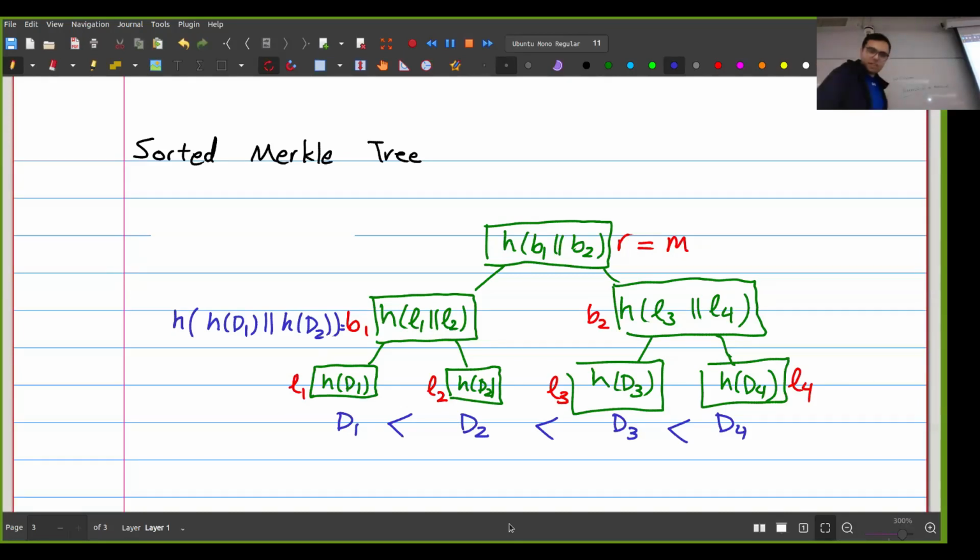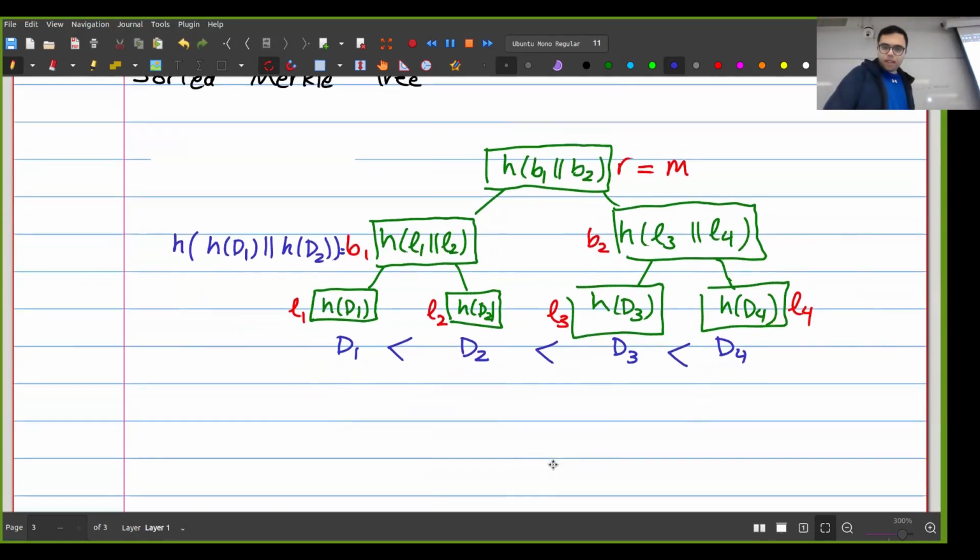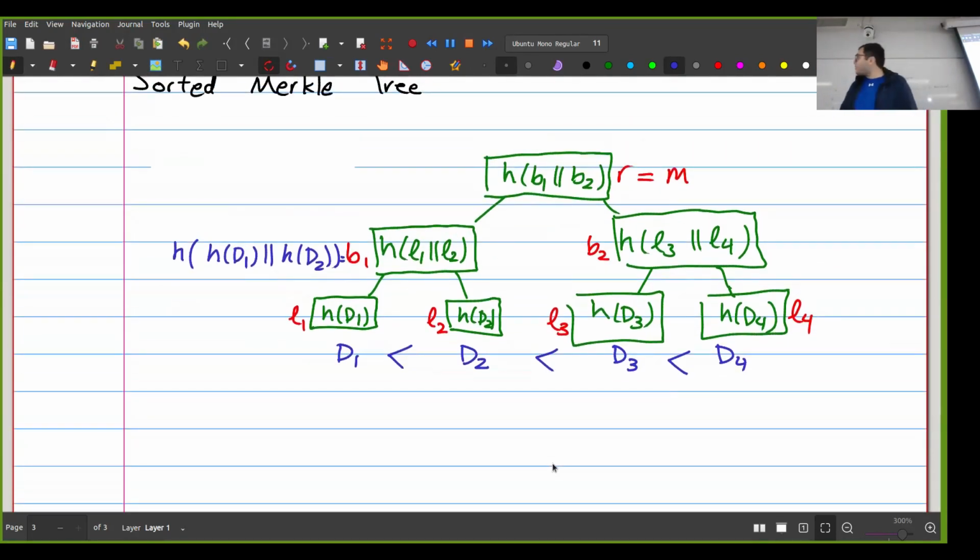Now, why does this sorting actually help me? Well, first of all, how do I sort strings? I can just sort them in lexicographic order. So even if you think of these not as numbers, but as just sequences of zeros and ones, you can sort them anyway. So we have an order. And now let's think of them as numbers for a second, because for this example, it's easier to do with numbers. Let's say D1 is 2, D2 is 5, D3 is 8, and D4 is 10.